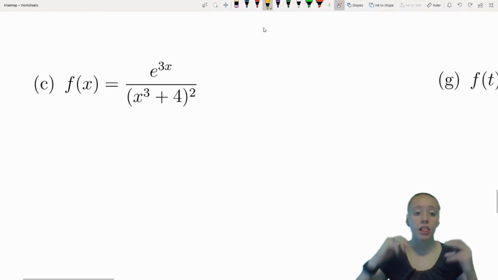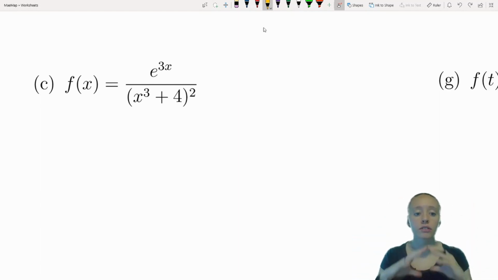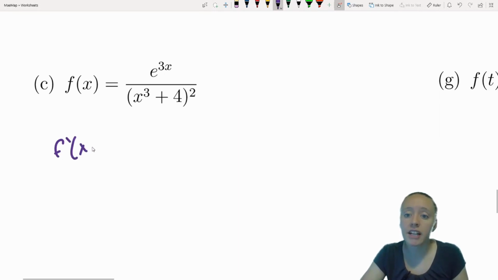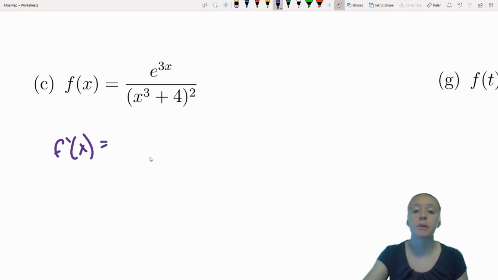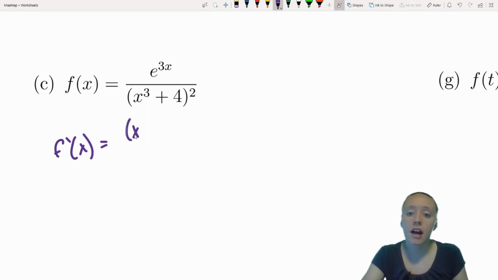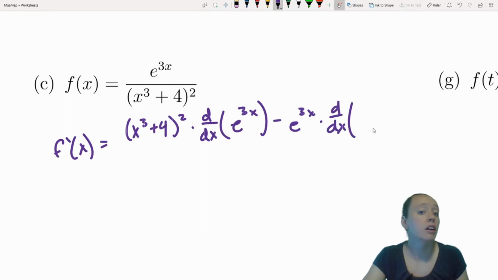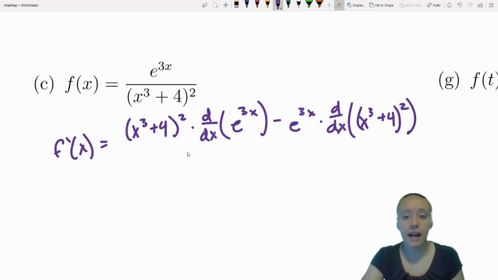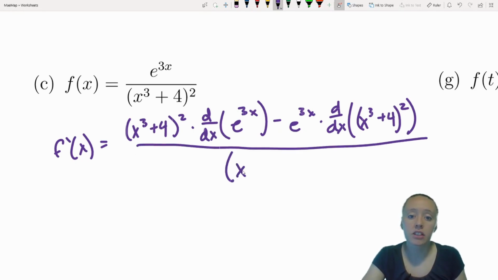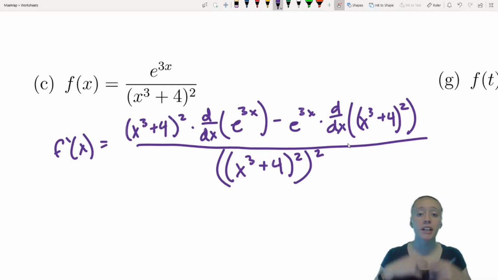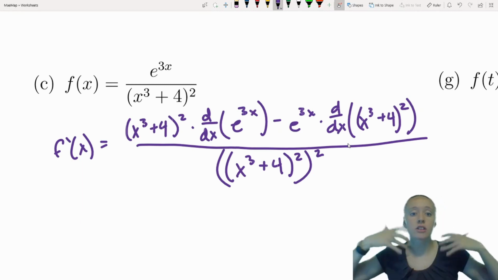And what's the quotient rule again? Low d high minus high d low, all over low squared. F prime of x, writing this out, not taking any derivatives yet, I'm just going to write that I'm going to be taking the derivative. I'll have my lower function, my denominator, x cubed plus 4 squared times d high, the derivative of e to the 3x, minus high, my numerator function, times the derivative of my denominator, d low, the derivative of x cubed plus 4 squared, and that's all over low squared, x cubed plus 4 squared, squared, because x cubed plus 4 squared is my denominator and low squared is that squared.